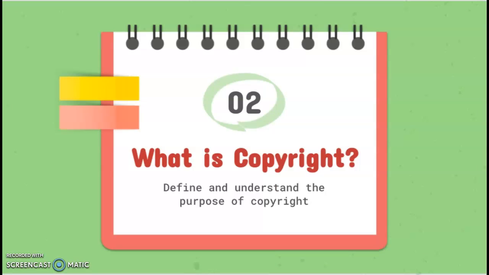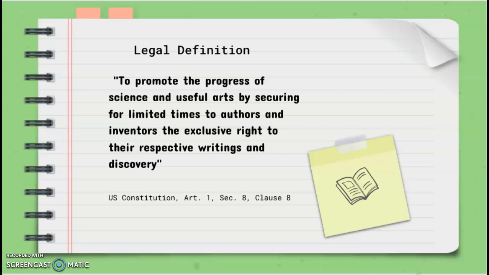So let's start at the very beginning. What exactly is copyright? We hear about that all the time, but sometimes we aren't sure of the exact definition. So let's talk about it. Under the U.S. Constitution, Article 1, Section 8, Clause 8, the legalese or legal definition says to promote the progress of science and useful arts by securing for limited times to authors and inventors the exclusive right to their respective writings and discovery. So that's what's actually written into the Constitution as the rules for copyright.